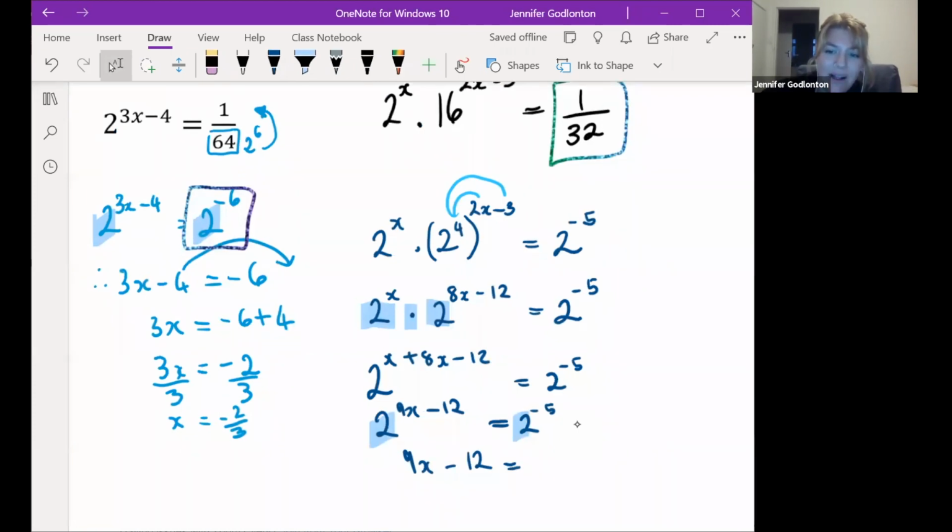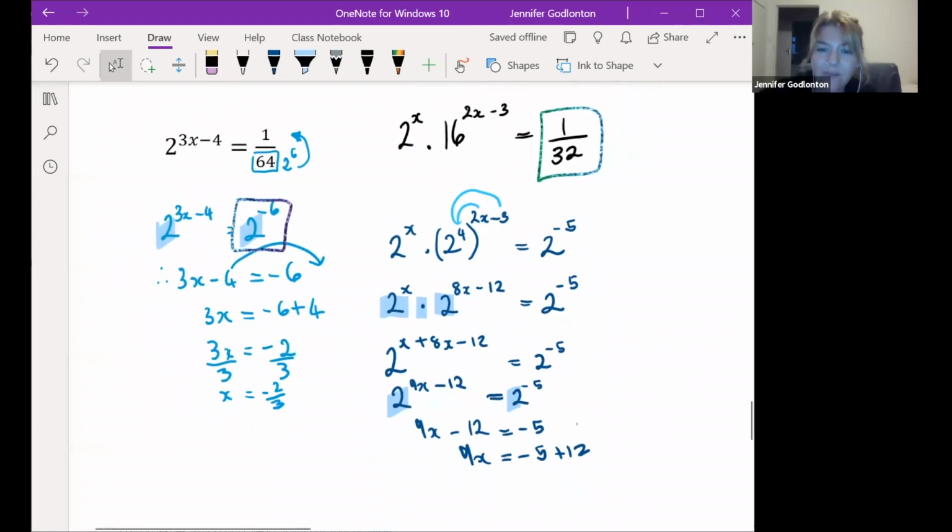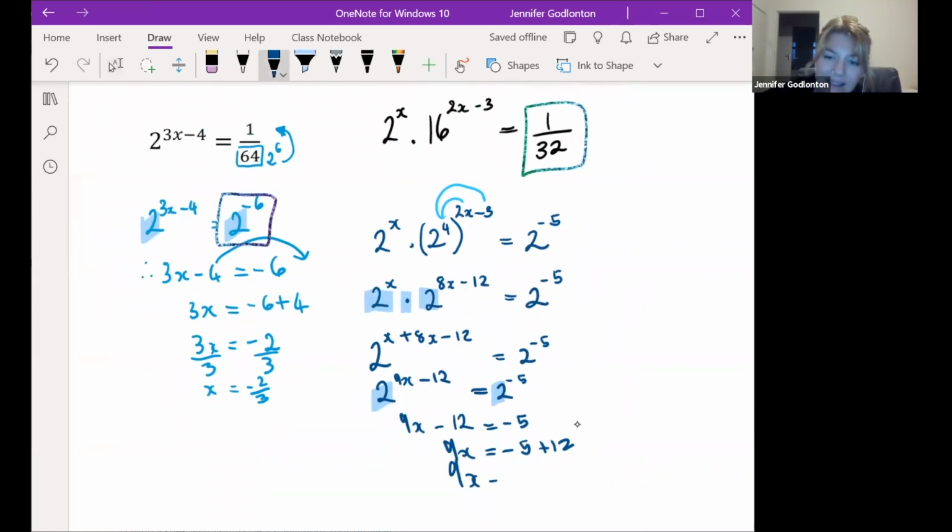9x minus 12 is equal to negative 5. Therefore, 9x is equal to negative 5 plus 12. 9x is equal to 7, which means x is equal to 7 over 9. And I think I did see someone who got that answer, which was really great.